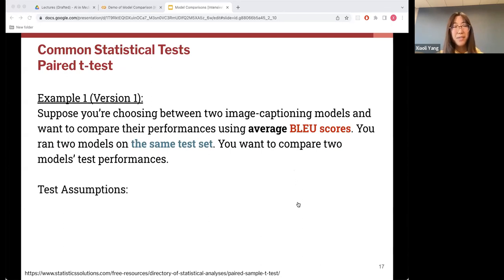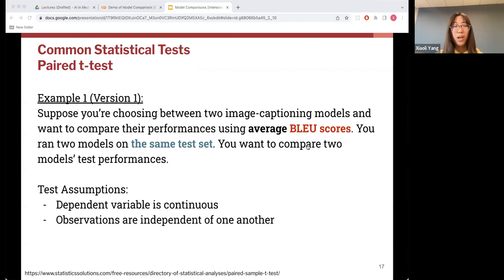And it does have some assumptions, so we want to check them one by one. First one, we require the dependent variables to be continuous. The dependent variables here are BLEU scores, and they are continuous, so check mark.